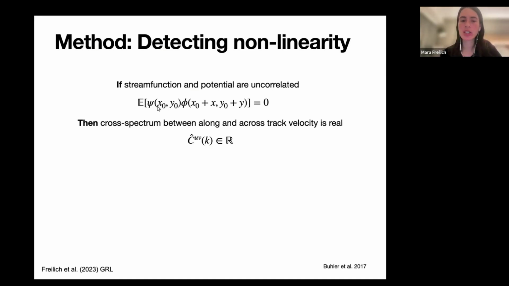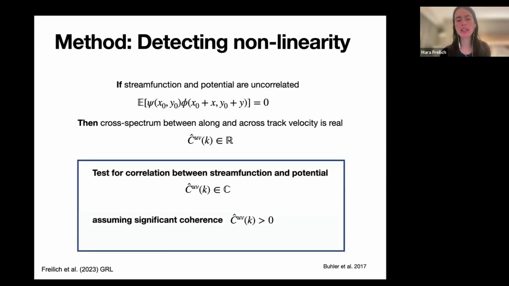But at the submesoscale, we actually don't expect that the stream function and potential will be uncorrelated with each other. We expect, for example, that there will be frontogenesis driven by a geostrophic strain field that will result in ageostrophic velocities that have divergence and vertical velocity associated with them. But we can use this and test for correlation between the stream function and potential. And so if this cross spectrum between the along-track and cross-track velocities is complex, then we can say that the stream function and potential are likely correlated with each other.